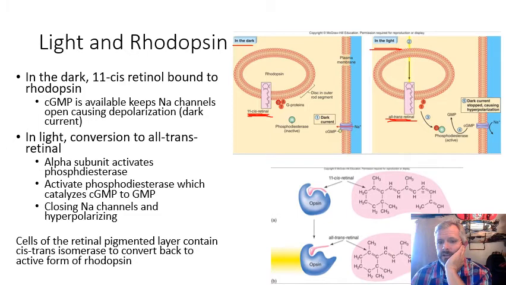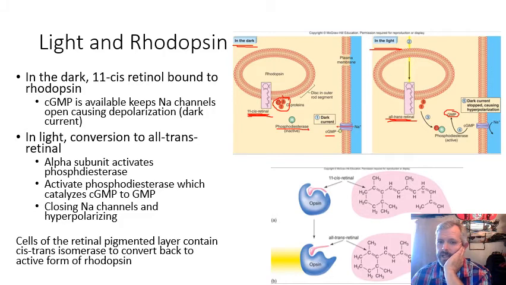When it is here, you can see there are G proteins coupled here. They are inactive in the dark. Okay, there is this enzyme, phosphodiesterase, which is also inactive in the dark. Okay, what does phosphodiesterase do? It actually converts cyclic GMP to GMP.